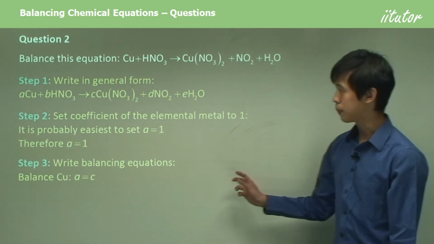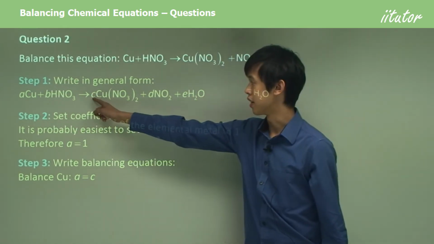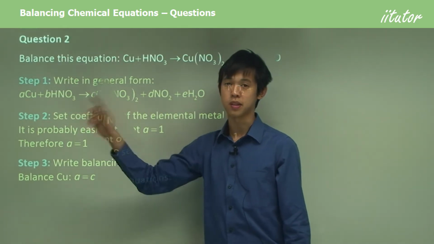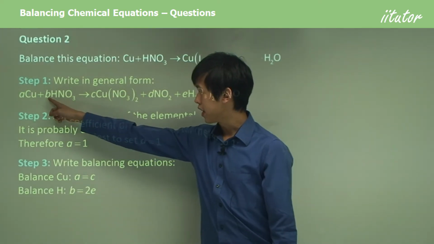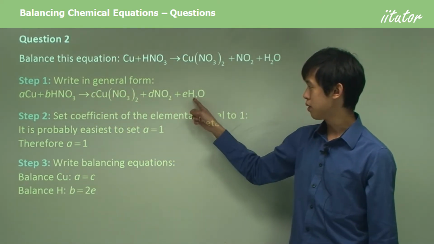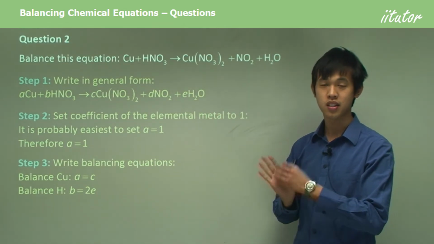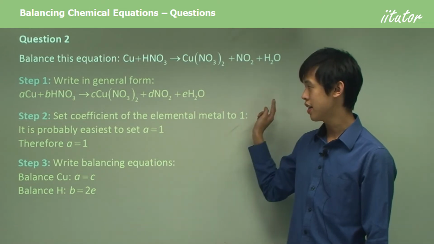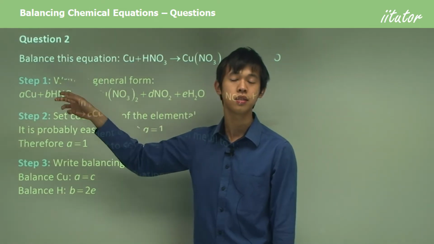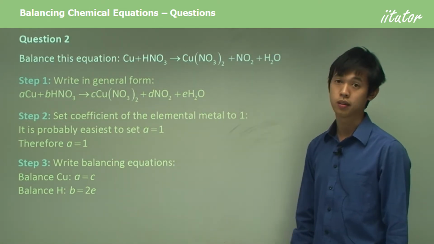To balance for the copper, we have A has to equal C, because it has to be the same number of coppers on both sides. So A equals C. For hydrogen, B has to equal 2 times E, right? There has to be the same number of hydrogens on both sides. So 2E hydrogens on the right-hand side has to be the same as B hydrogens on the left-hand side. So we get B equals 2E.